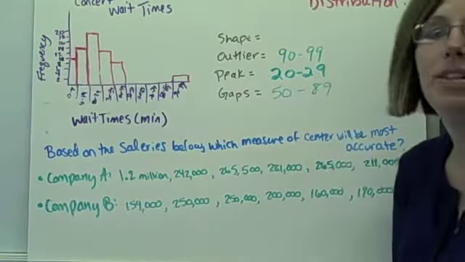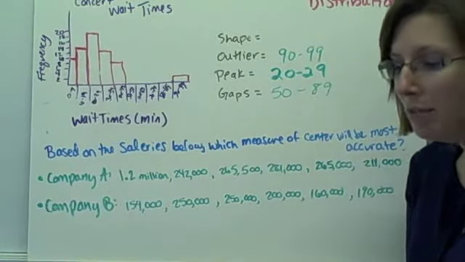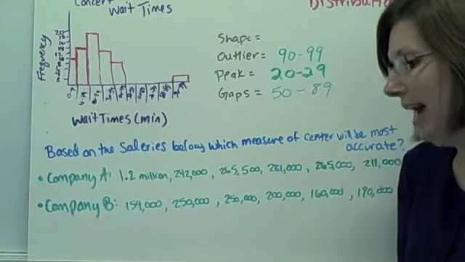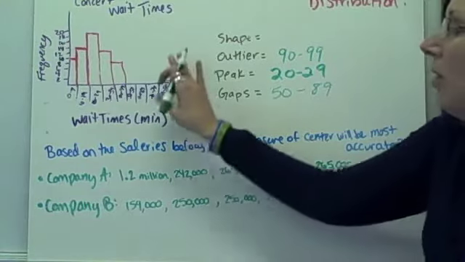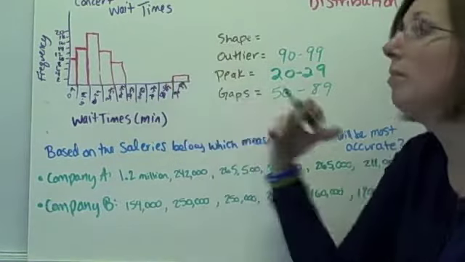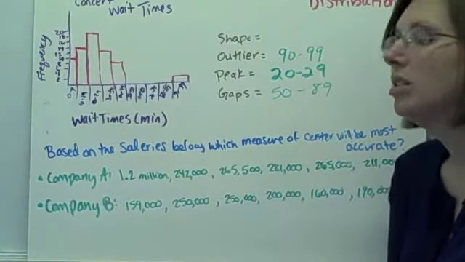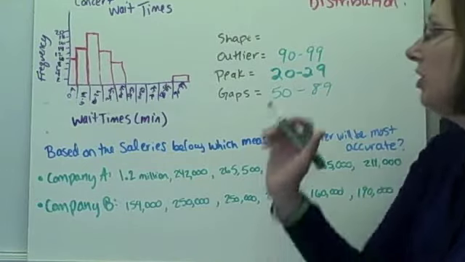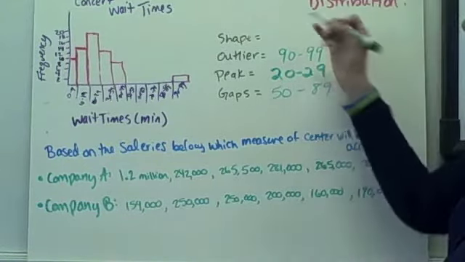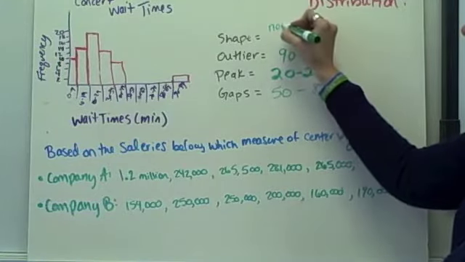And then we can look at the shape. Now, the options we had for shape were skewed, normal, and flat. If I ignore the outlier, then I have a pretty normal or symmetrical shape. So I'm just going to write that in my description here of shape. Normal if we ignore the outlier.